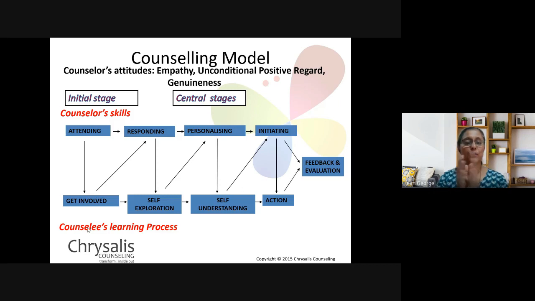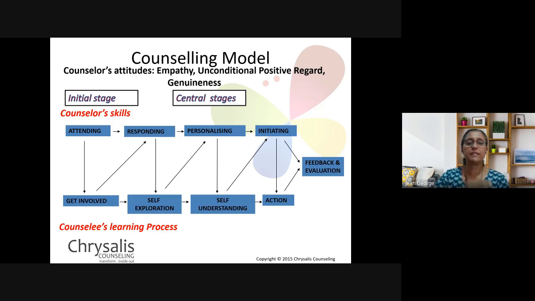Okay. I hope this is clear. So let me just explain this again. It is the arrows that you follow, that when you attend, the attending skills of the counselor will affect the involvement of the counselee. So everything that you see in the bottom is the learning process of the counselee. Everything that you see on top is the skills of the counselor. So the attending skills of the counselor will affect the way the counselee gets involved.